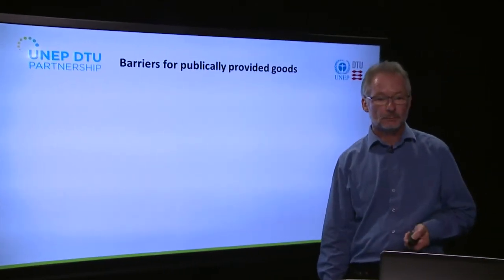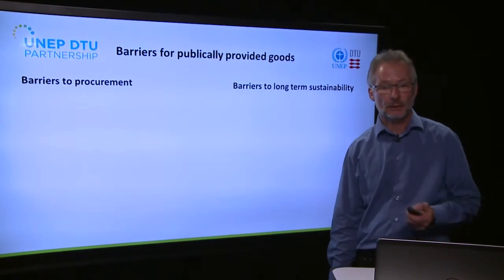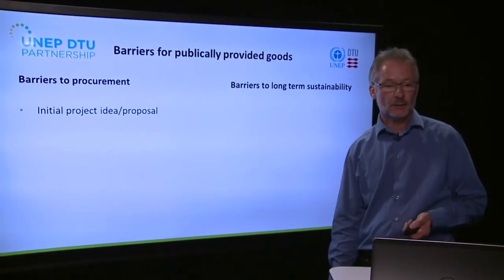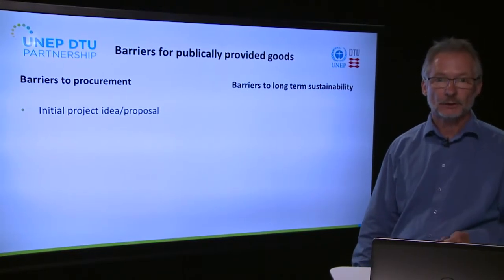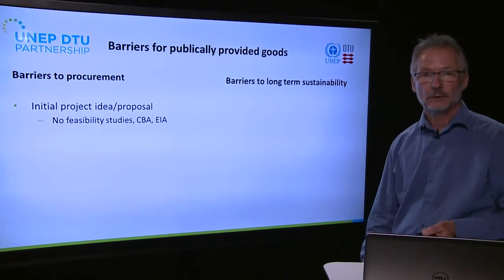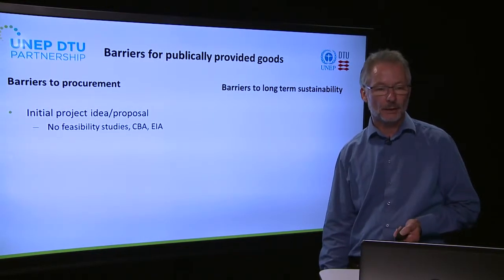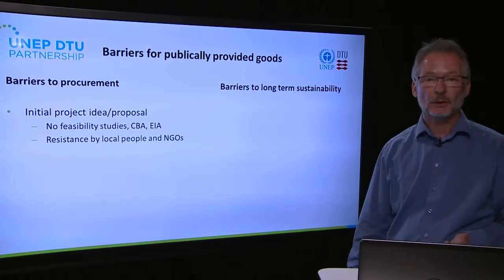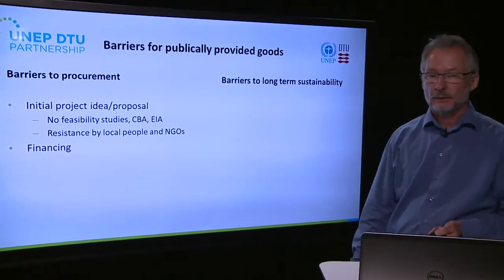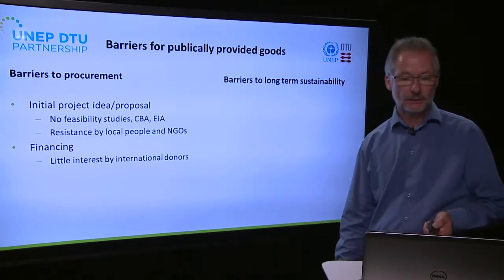When we look at barriers for publicly provided goods, we divide them into two groups: barriers to the procurement of the technology and barriers to the long-term sustainability of the technology. Barriers to procurement will arise already at the initial project idea stage. It can be no feasibility studies available. It can be lack of cost-benefit analysis or environmental impact analysis, which may be an important barrier at this stage. There might also be resistance by local people and NGOs, which we have seen with many hydropower plants. At the financing stage, another barrier might be little interest by international donors in engaging in this type of project.